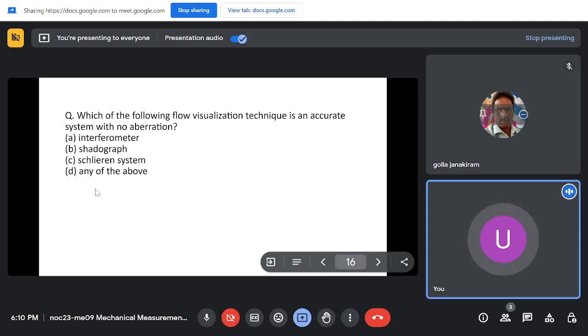Which of the following flow visualization techniques is an accurate system with no aberration? So we have options: A, interferometer, B, shadow graph, C, Schlieren system, and D, any of the above. So the answer is option C, Schlieren system. This gives a better accurate visualization.